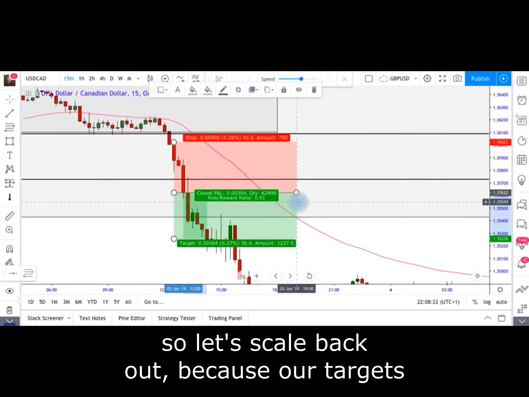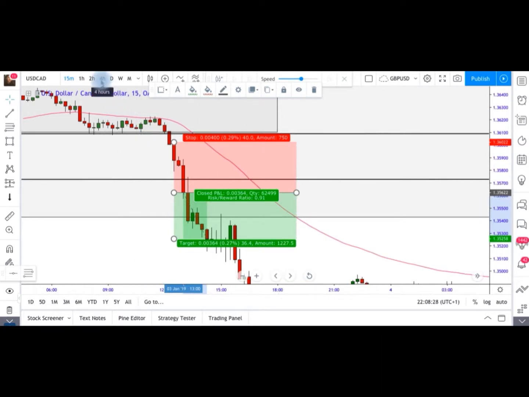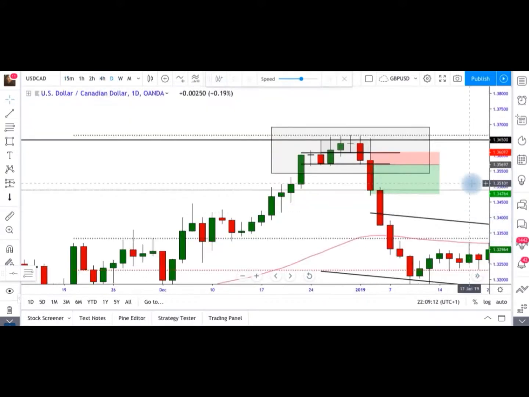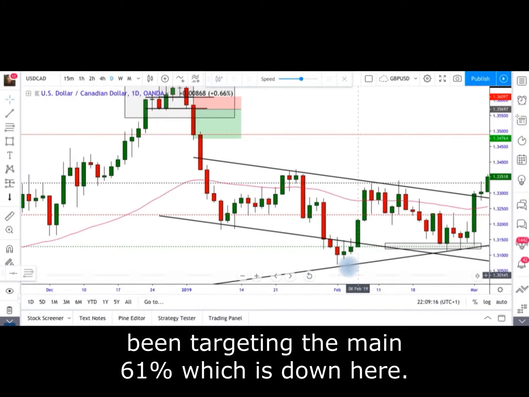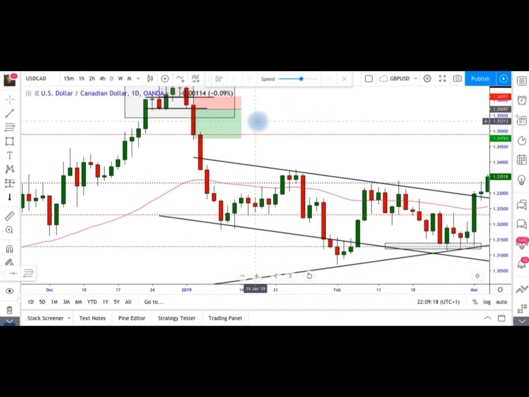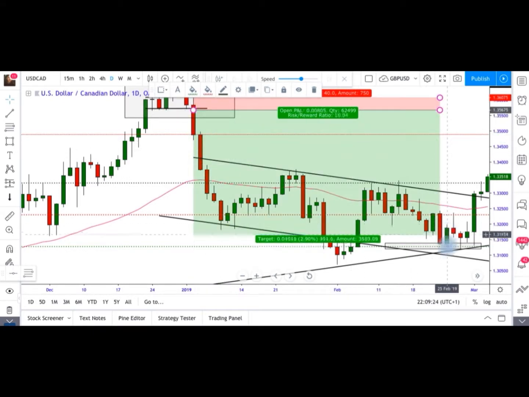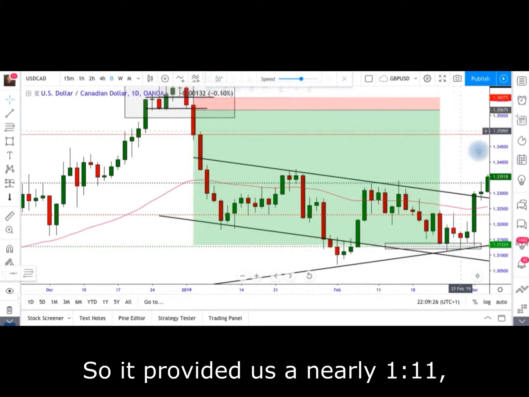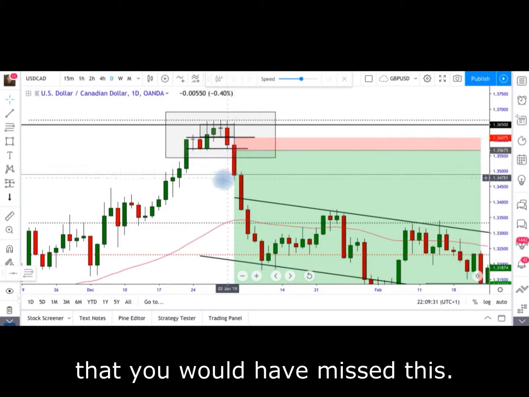So let's scale back out, because our target for this would obviously have been the main 61.8%. So this would have been our trade here, and we would have been targeting the main 61.8%, which is down here. So it provided us a linear 1 to 11. You can see that by just looking at the higher time frames, you would have missed this.